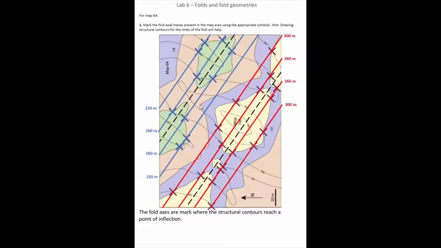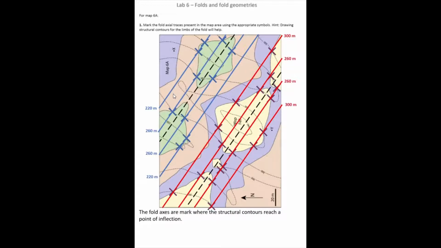Then what we can do is add in the appropriate symbols to show which is a synform and which is an antiform. And if we look at this one highlighted in red, we can see that we start at 300 and then we go down to 260 and then come up back to 300 the other way. So this one, highlighted in our red structural contours, would be a synform because we go down one limb and then up the other side.